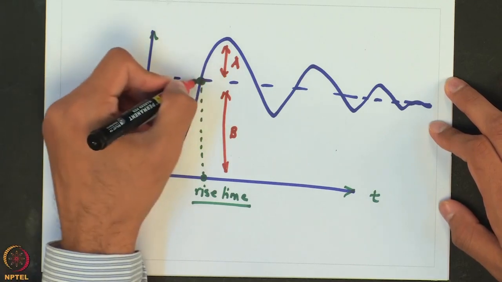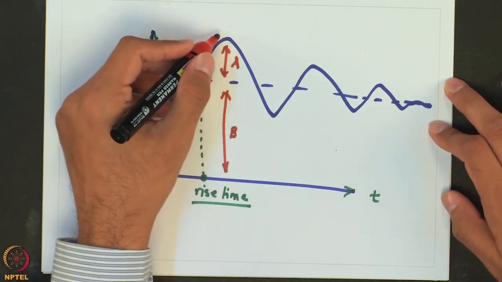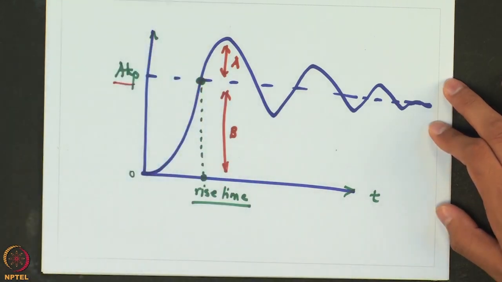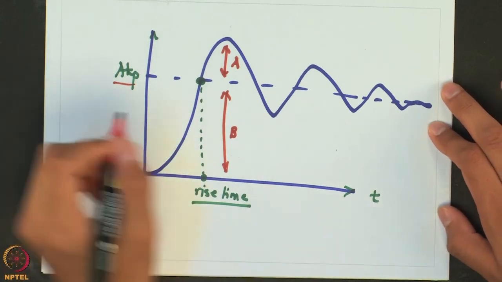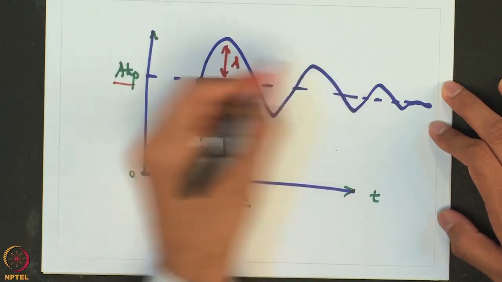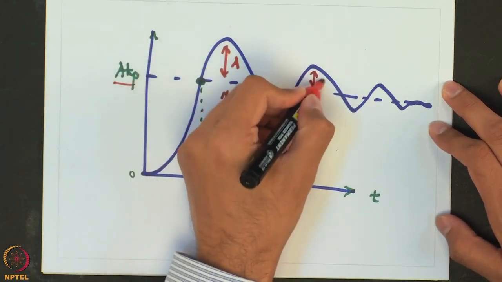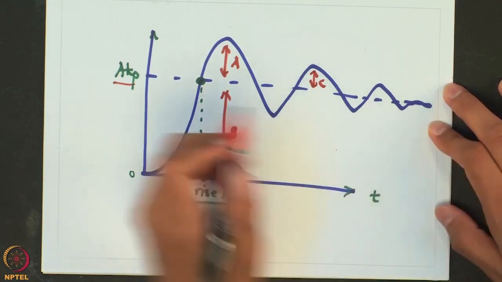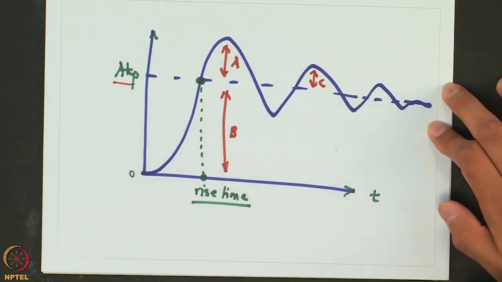So you don't want to move too much away from the desired operating point. So typically in a controller, you would want this overshoot to be as low as possible. And then the third term which we define is known as the decay ratio. It tells you how these oscillations are going to decay. If I take this as C, then the decay ratio would be defined as C over A. So it tells you how quickly these oscillations are decaying.